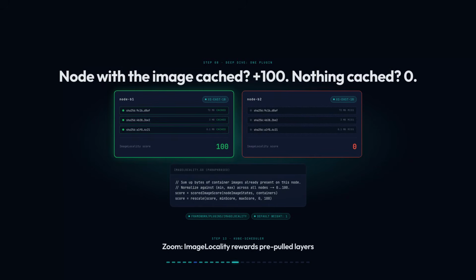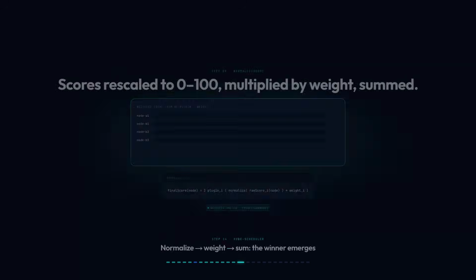Why does this matter so much? Because on a cold node, kubelet has to pull the image over the network. That could be seconds, sometimes tens of seconds, but on a cached node, the pod starts in milliseconds. Huge difference. So all plugins have scored.